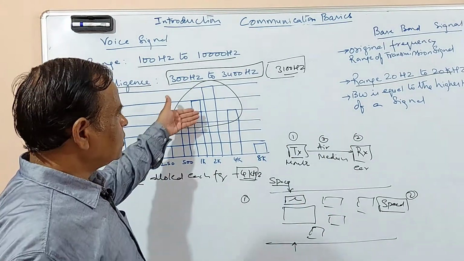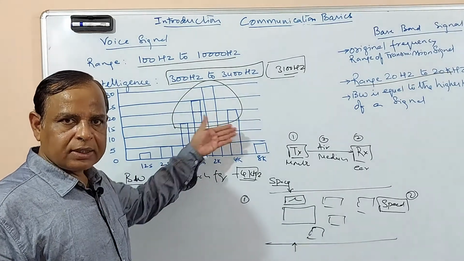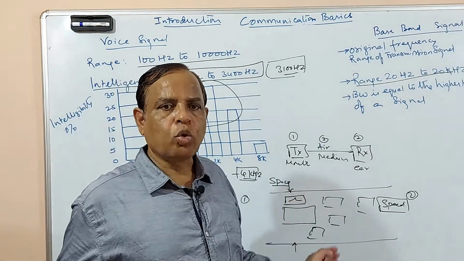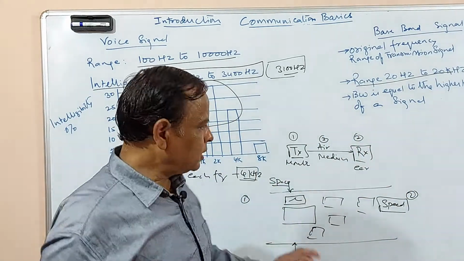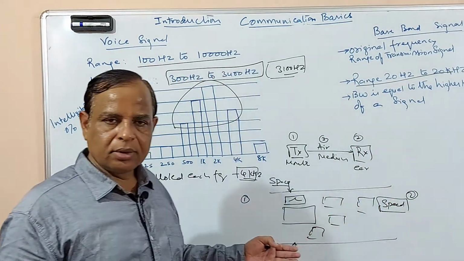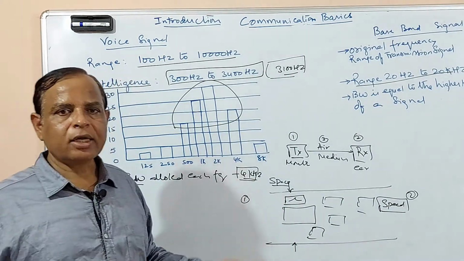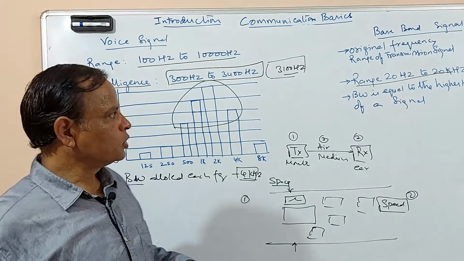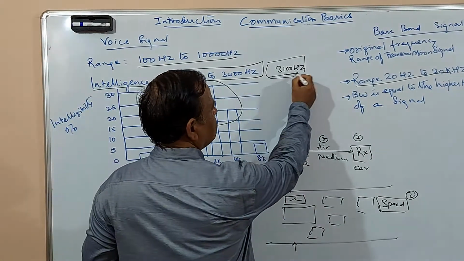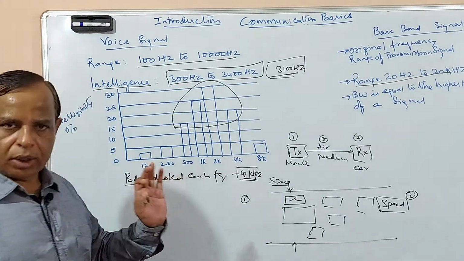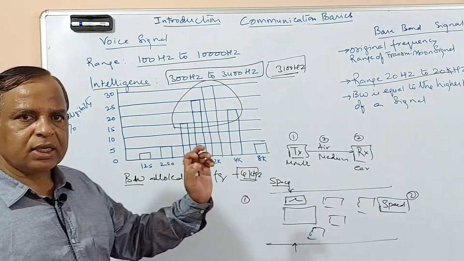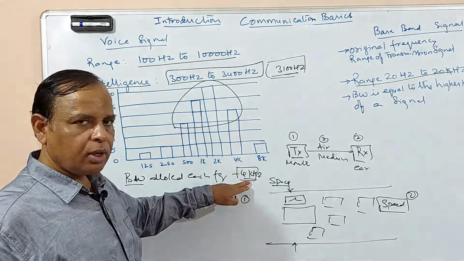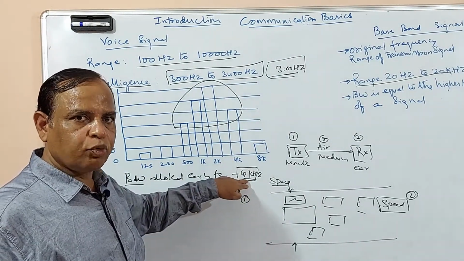why? Because more than 90% of the intelligence is lying in this range, so that you can carry so many voice signals in the available bandwidth. So that's the logic. Actually speaking, it is 3100 hertz only. So it is processing each voice signal at 3100 hertz, but the actual bandwidth allotment is 4 kilohertz.